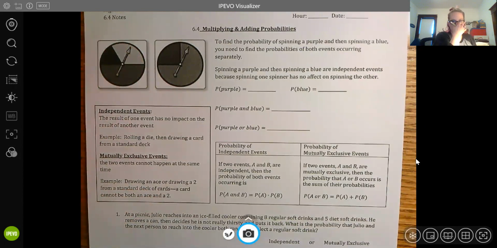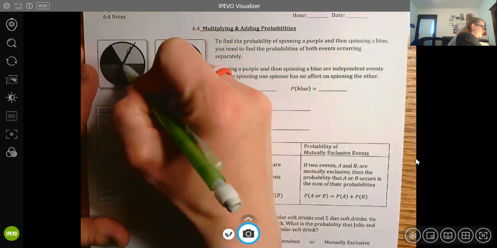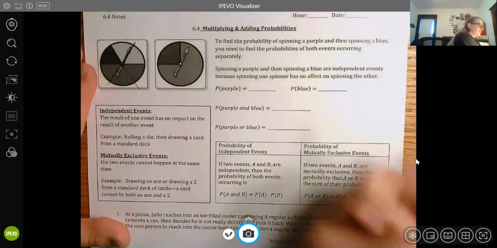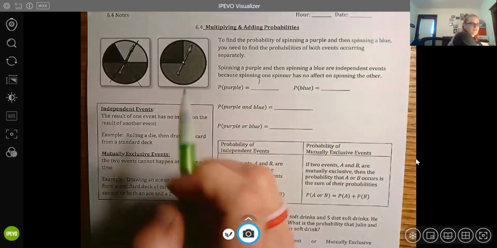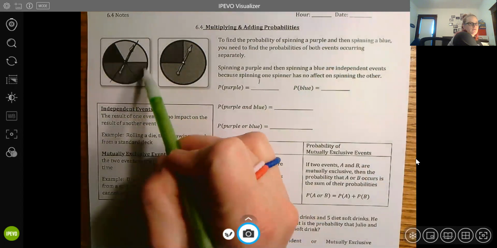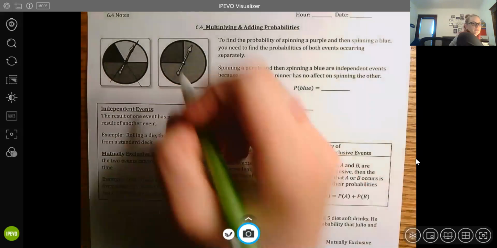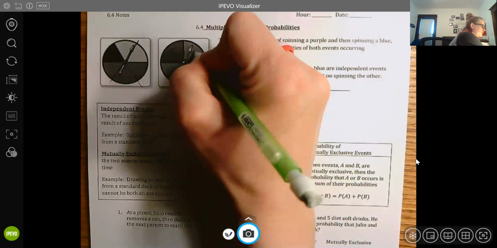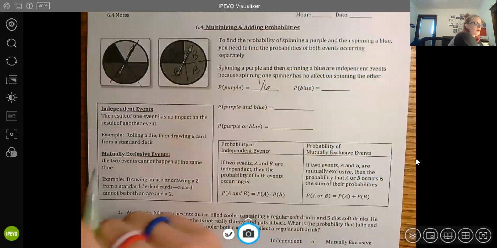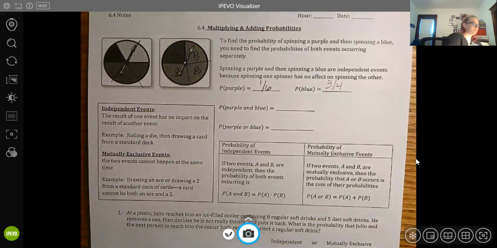The probability of spinning a purple. So think back. This was purple, broken here, here, and here. So how many sections were purple? Well, one out of how many total? 1, 2, 3, 4, 5, 6 sections. Okay, and spinning a blue. This one was red, blue, blue, blue. So how many sections were blue? Well, 3 of them out of 4.